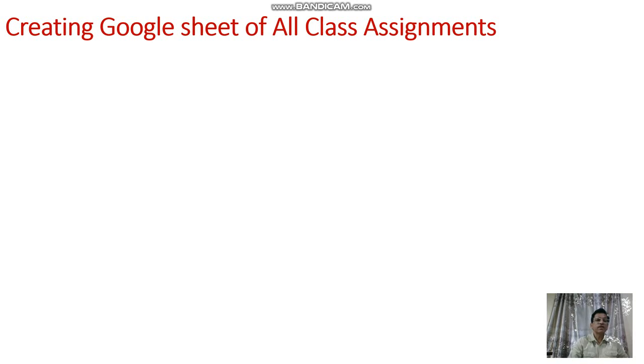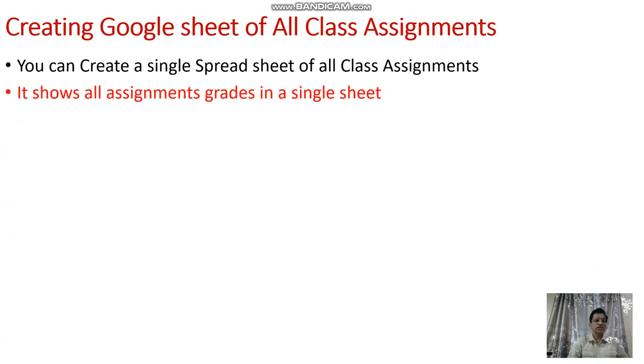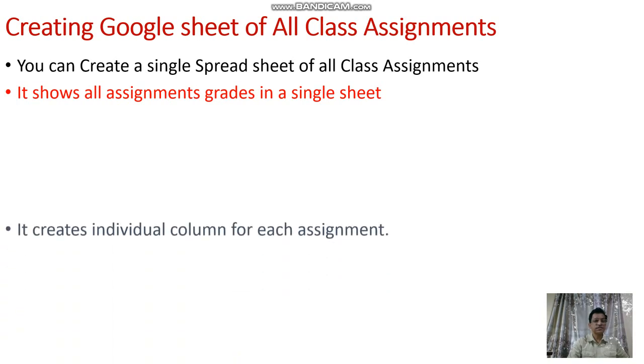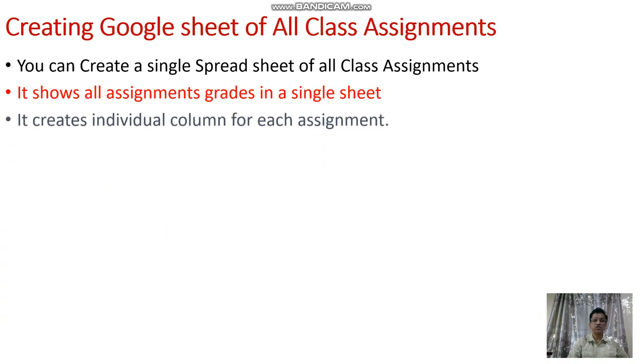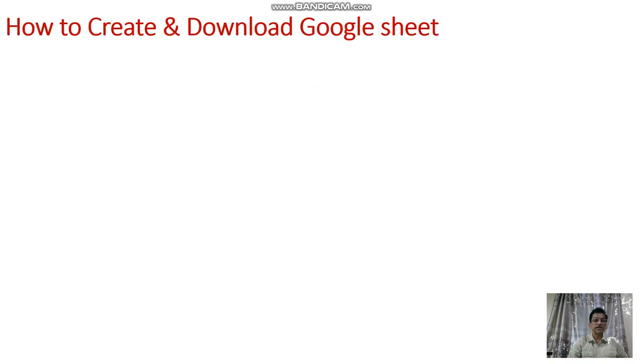So, creating a Google Sheet for all class assignments. You can create a single spreadsheet for all class assignments. It shows all assignments created in a single sheet. It creates an individual column for each assignment. The teacher can get a consolidated result sheet of all students. The teacher can download Excel files.